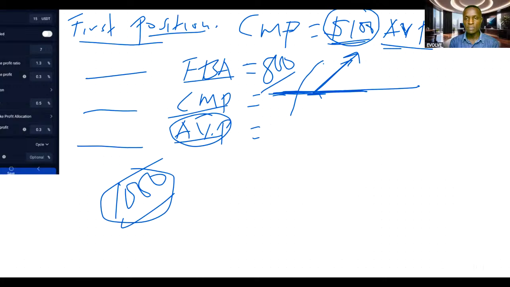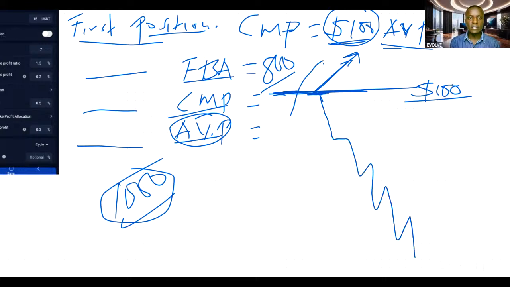So you see this? You entered the position at $100. Each coin was trading at $100, so that was your first position. And then the market goes down. The market continued to go down. The question is, what are you going to do during that time? This is where those risk profiles come in.